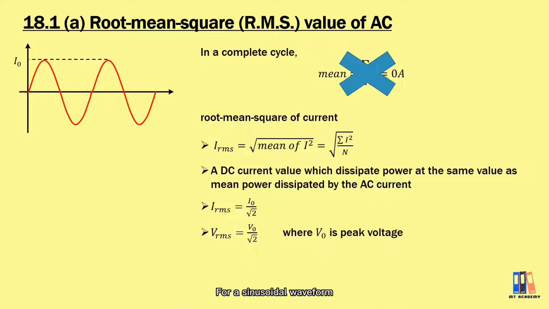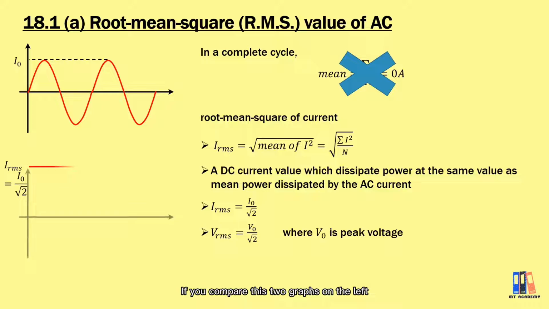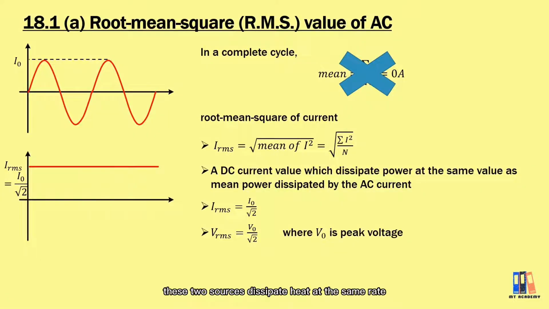For a sinusoidal waveform, the root mean square of current is given as peak current divided by root 2, and this is also the same for the root mean square of the voltage, which is equal to the peak voltage divided by root 2. If you compare these two graphs on the left, these two sources dissipate heat at the same rate, where the power dissipation are the same.